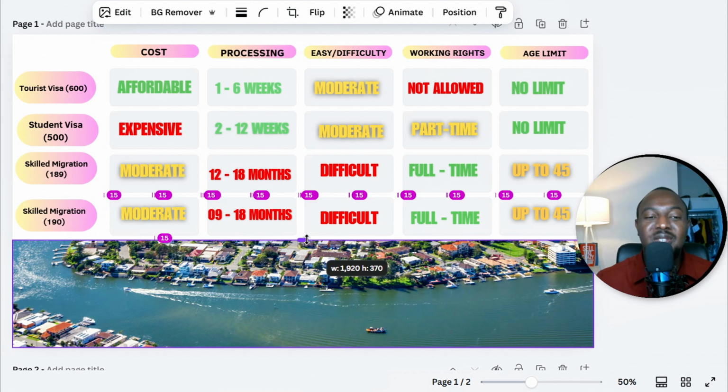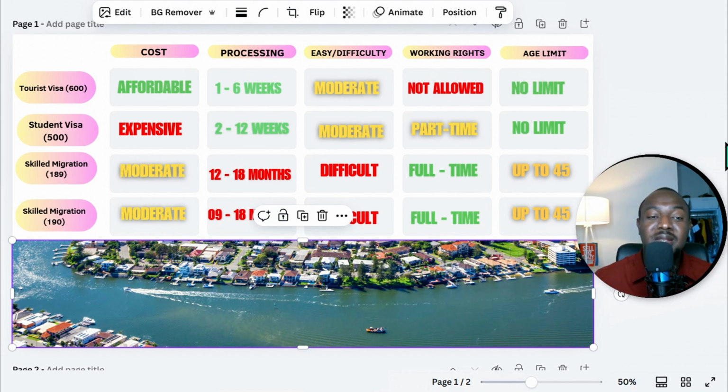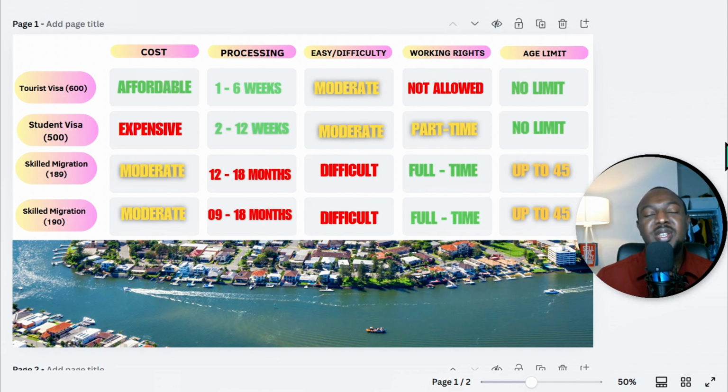Next on the list is, of course, skilled migration, but this time visa subclass 190. So 190 basically means you are targeting a particular state in Australia to migrate to come and live and work. The process is also moderate. It's very similar to the independent visa subclass 189. 189 will allow you to live anywhere in Australia and work. 190, you have to go to a particular state to live and work. So you get an invitation from a particular state in Australia, and every state has its own unique requirements you need to meet. So cost, I'll say, is moderate.